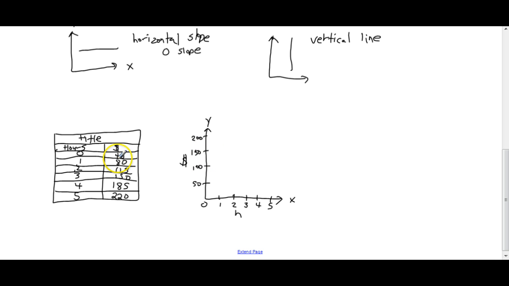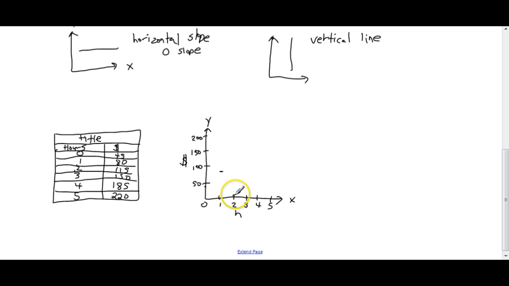And now we just take the information we have over here and we just plot it as coordinates. So our first coordinate is 0 hours, $45. So I go to 0 hours and I'm going to mark 45 here on my graph. And then after 1 hour he's at 80, so I go to 1 hour and I go up to about $80, and I have to kind of make an educated guess as to where that point's going to be.